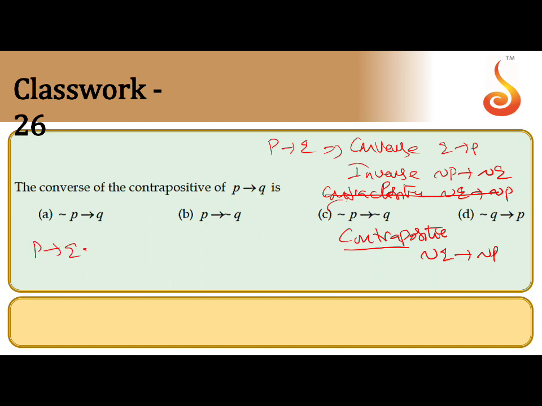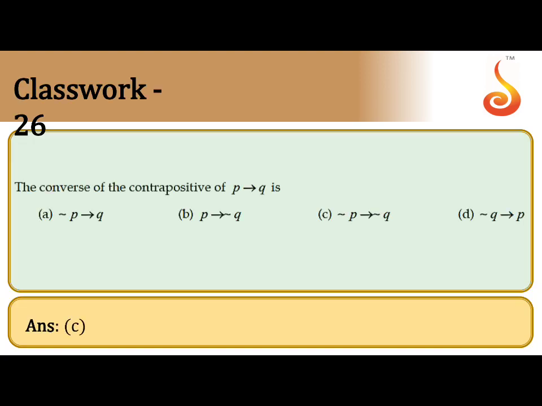This is given P implies Q. So contrapositive, just write CP, that is negation of Q implies negation of P. That is the contrapositive. You want the converse. So converse means reverse it. The converse of the contrapositive is nothing but negation of P implies negation of Q. So which option is matching negation of P implies negation of Q? Option C is matching. That is the answer. I hope this is clear. So check the answer. Option C is correct.